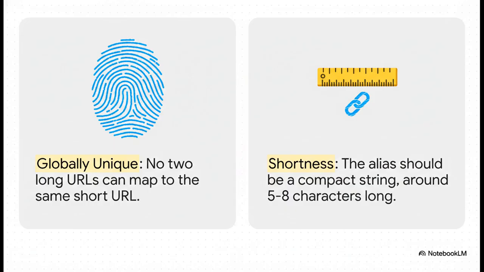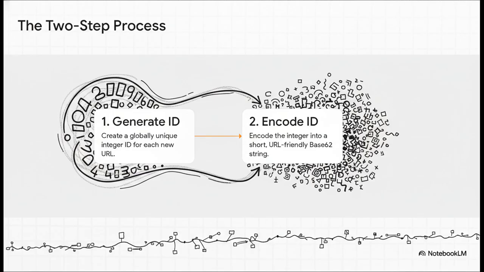And let me be clear, these two things are non-negotiable. Uniqueness is an absolute must. I mean, can you imagine if two different websites shared the same short link? It'd be a total disaster. And shortness, well, that's the whole point, right? We've got to stay in that sweet spot, maybe 5 to 8 characters, just like the services we use every day.